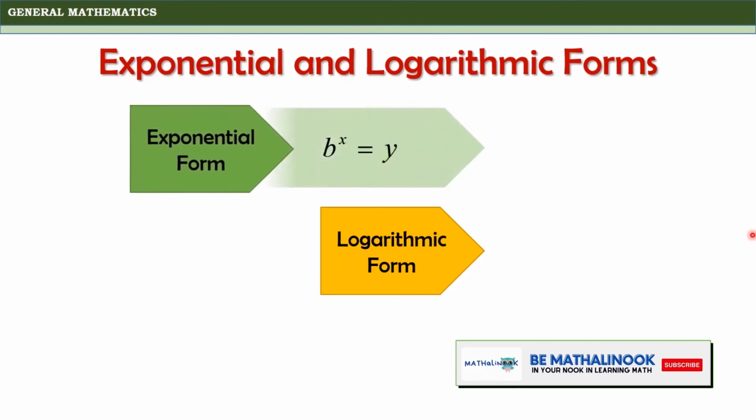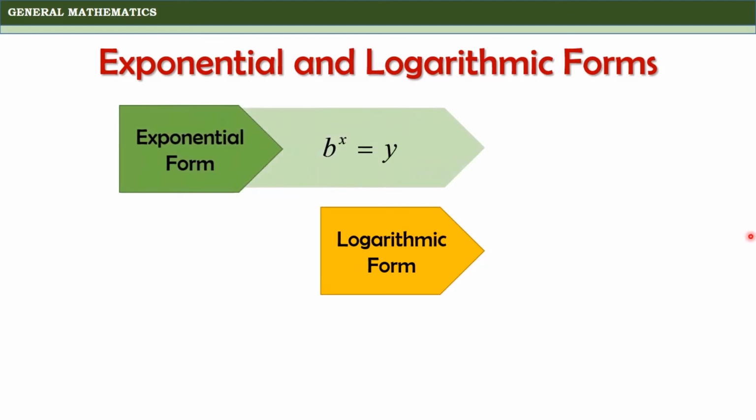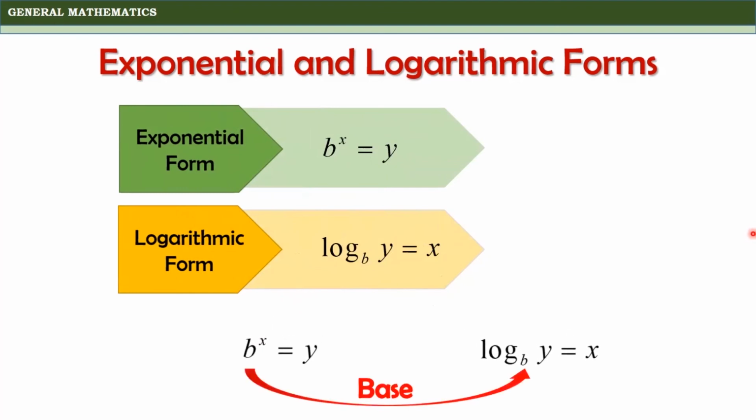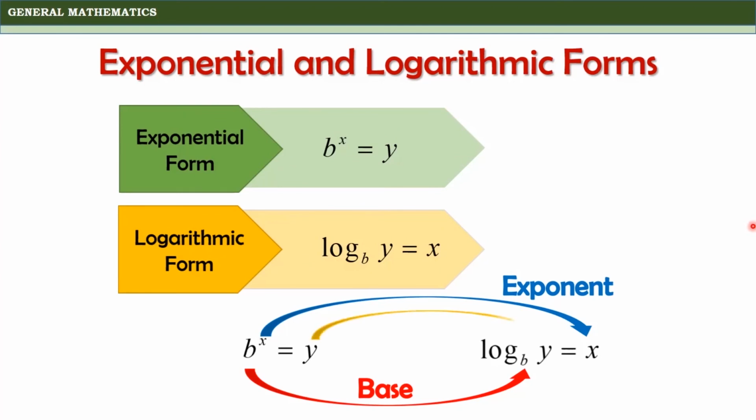Therefore, we need to study now the exponential and the logarithmic form. Remember, the exponential form is given by b raised to x is equal to y. And the logarithmic form is given by logarithm of y to the base b equals x. Having these two forms, notice that the base would be written as a subscript of the logarithm. The exponent x will be written on the other side of the equation, and the power y will be together with the logarithmic expression.